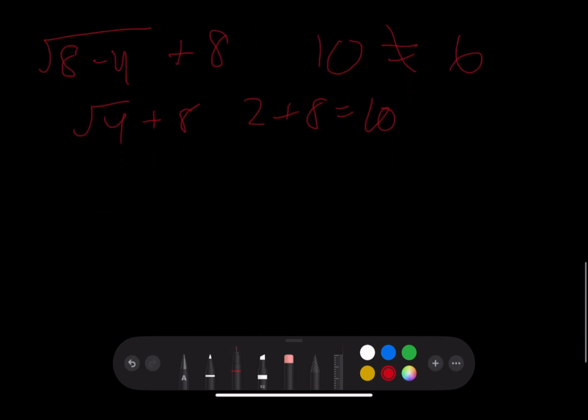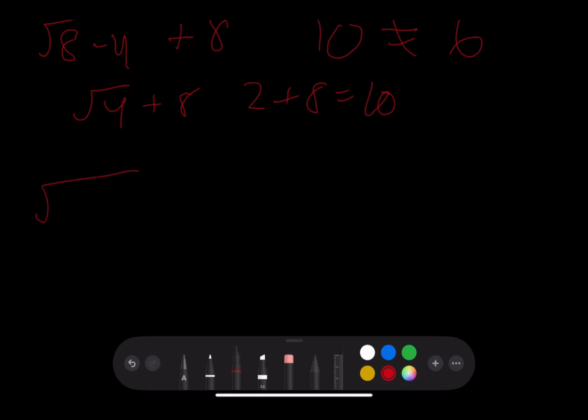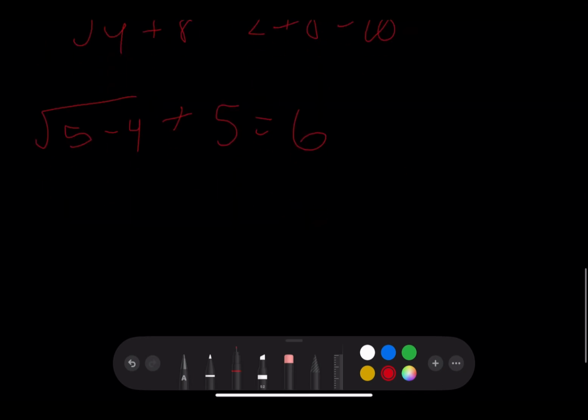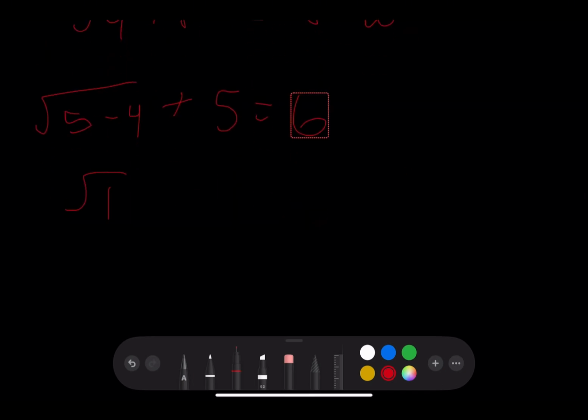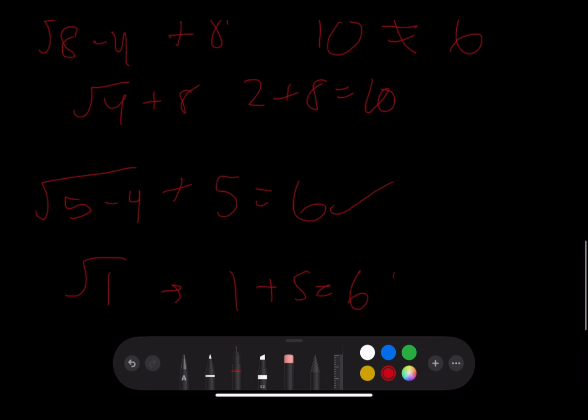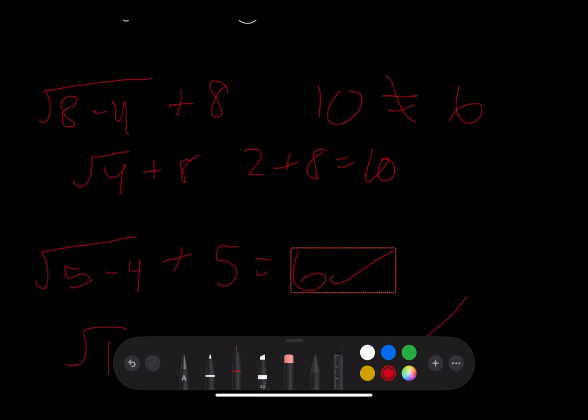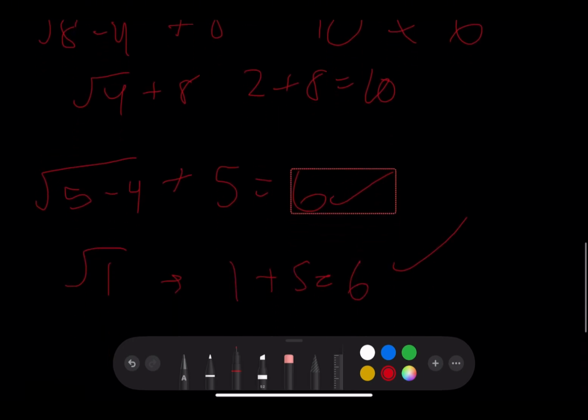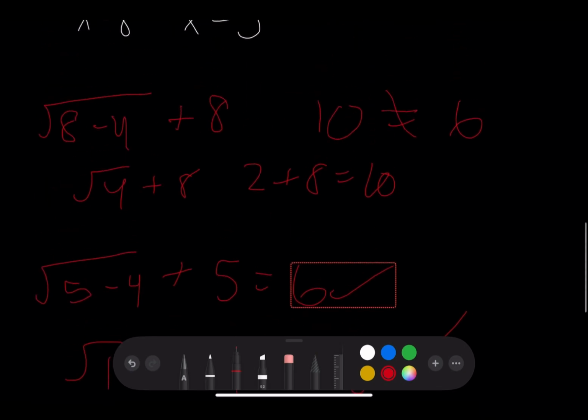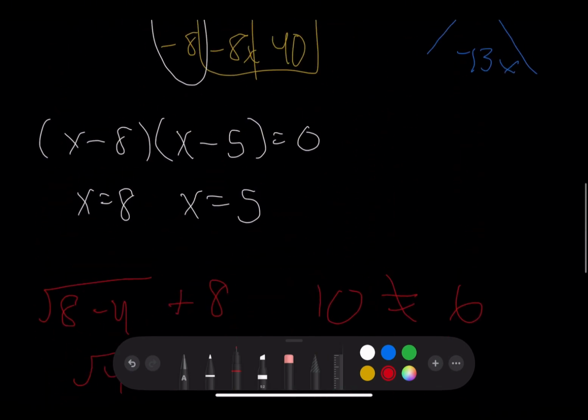Now if we try 5, radical 5 minus 4 plus 5 equals 6. 5 minus 4 gives you 1, so radical 1, which is the same thing as saying 1. 1 plus 5 gives you 6, so the 6 does work. Therefore, your only accurate solution would be that x is equal to 5. Right here, x equal to 5. This is the only one that works.